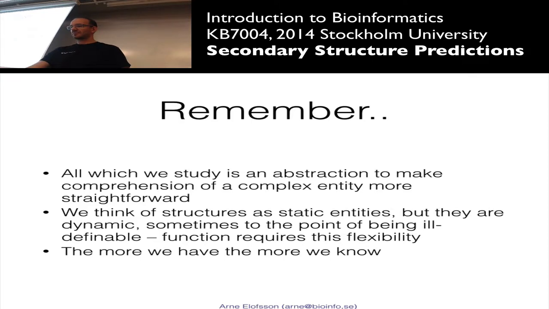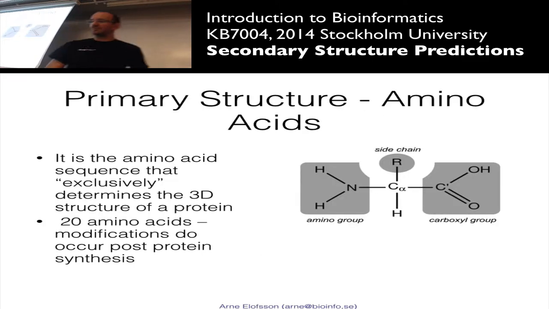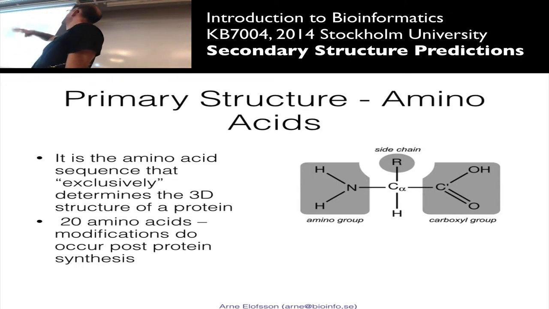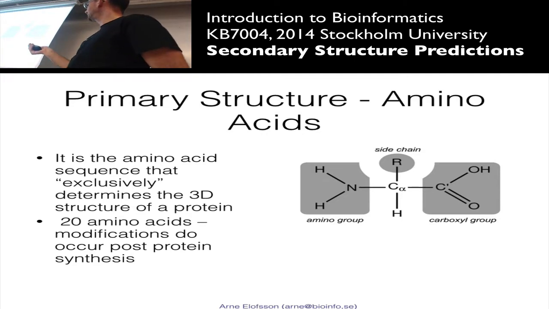So, the amino acids, just a quick repeat about things. The primary sequence, or primary structure, as people call it. I don't like the word primary structure, but people use it, or at least used to use it. So it's a sequence of amino acids. And amino acids look like that. It has an amine group, a carboxyl group, and a side chain. The key thing here is that the side chain is different between every amino acid.